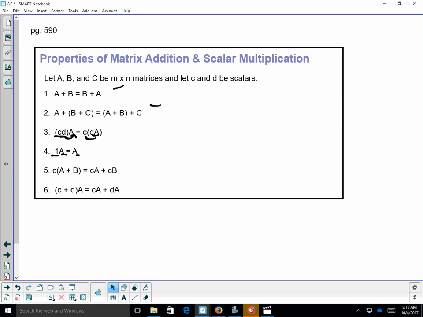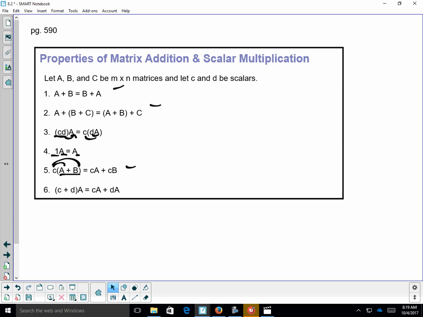That's the identity property. And then this would be, if I have a scalar and I'm adding two matrices, I can multiply each one of those matrices by the scalar first, then add, or I can add them first and then multiply. Either way, I'm going to get the same thing. So that's the distributive property.